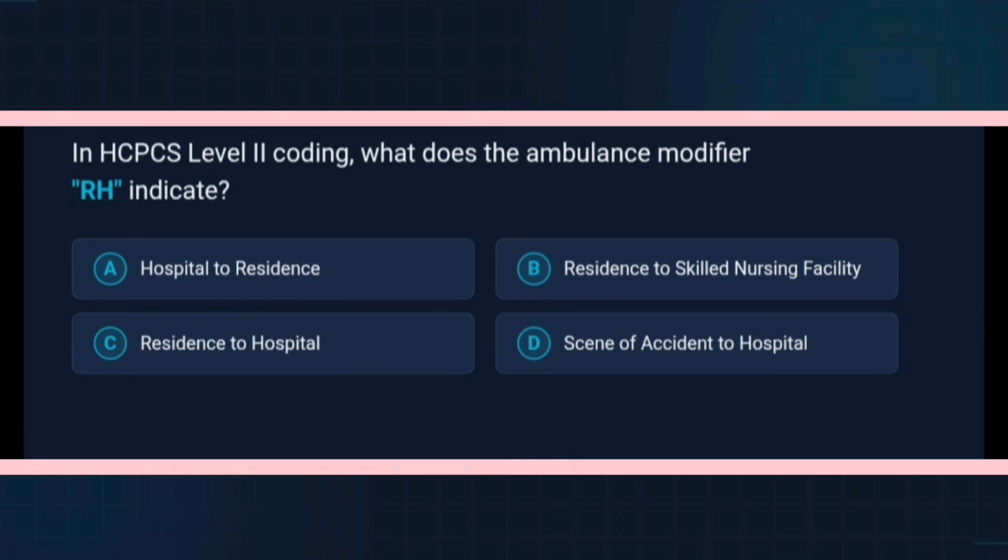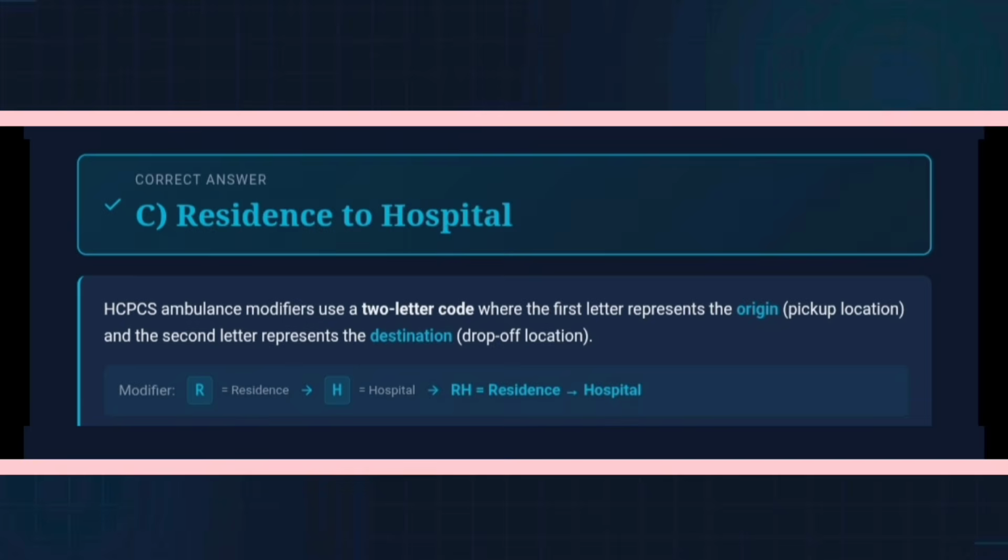Let us read the question. In HCPCS Level 2 coding, what does the ambulance modifier RH indicate? Option A, hospital to residence. Option B, residence to skilled nursing facility. Option C, residence to hospital. And option D, scene of accident to hospital. So, what is the correct answer? The correct answer is option C, residence to hospital.